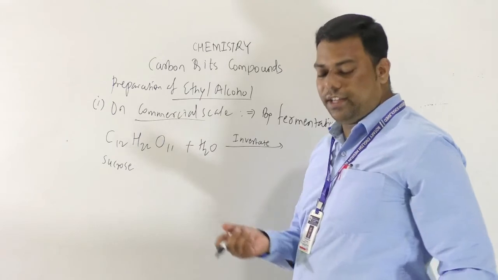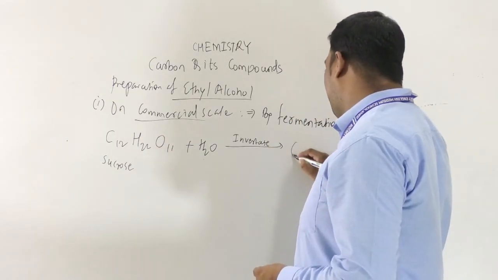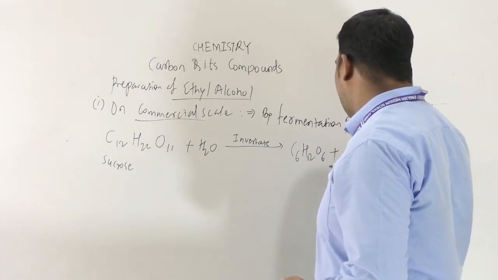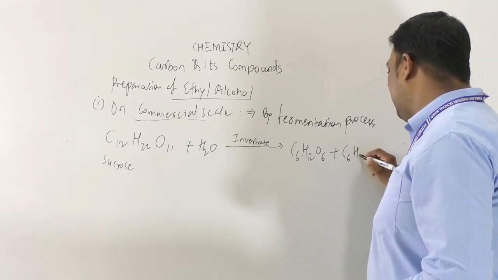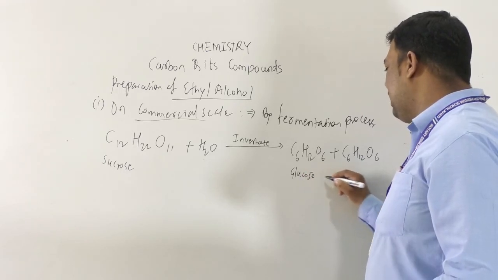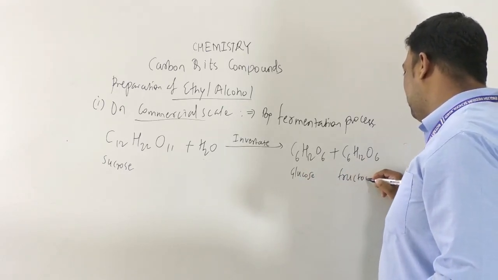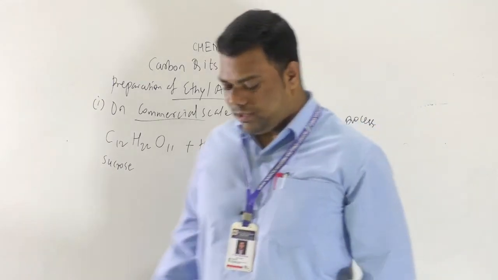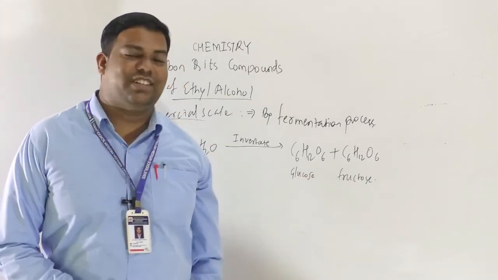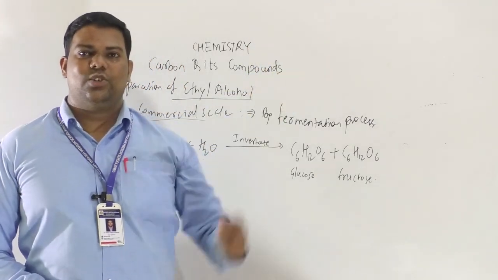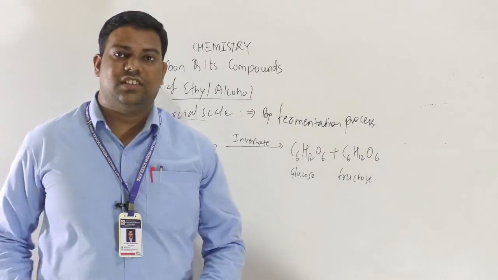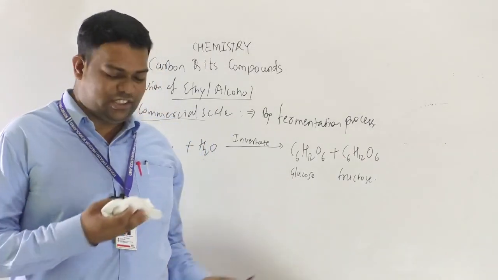So you will get glucose plus fructose, C6H12O6 plus C6H12O6. One is glucose and the other is fructose. They have the same molecular formula but different structural formulas, which means these are isomers. Understood?